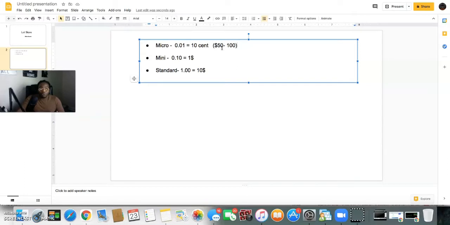Okay, so 50 to 100. I really want to make this 200, not even gonna lie, because $100 is still a small account. 200 is still small, but it's enough to wiggle around with 0.01.